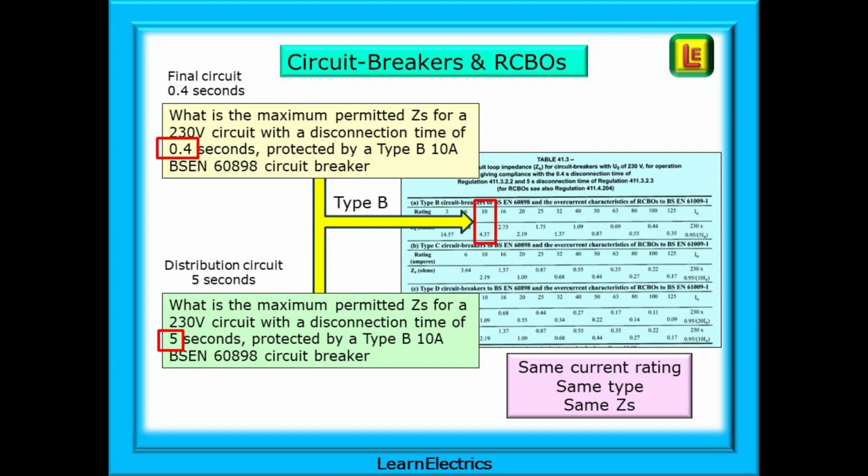A question might ask you, what is the maximum permitted ZS for a 230 volt circuit with a disconnection time of 0.4 seconds protected by a Type B 10 amp BS-EN60898 circuit breaker? The answer, of course, is 4.37 ohms. Another question might ask almost the same question, but now with a 5 second disconnection time. The answer is still 4.37 ohms. For these circuit breakers and RCBOs, the same current rating and the same type will have the same ZS.